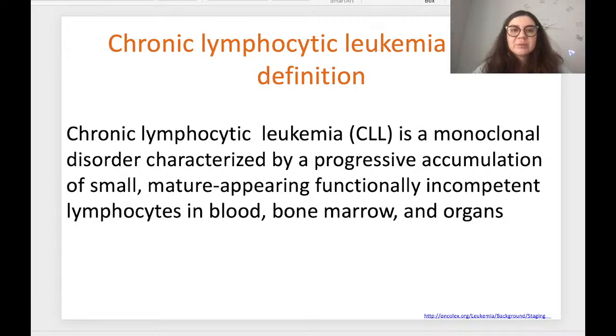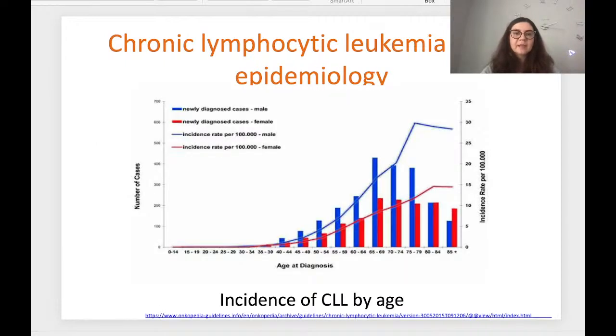And the next topic for today is chronic lymphocytic leukemia. Let's give a definition. What is that? Chronic lymphocytic leukemia, or CLL, is a monoclonal disorder characterized by progressive accumulation of small, mature-appearing, functionally incompetent lymphocytes in blood, bone marrow, and organs. Epidemiology: incidence increases with age. You see that it increases and reaches the peak after age 65, and male patients are affected by chronic lymphocytic leukemia much more often than female patients.